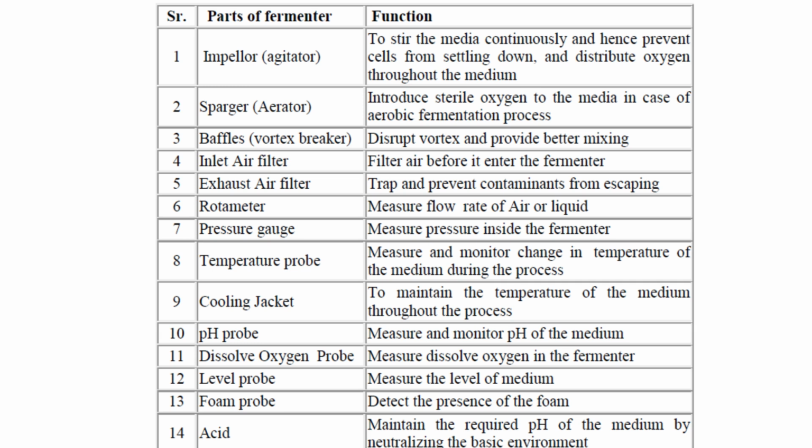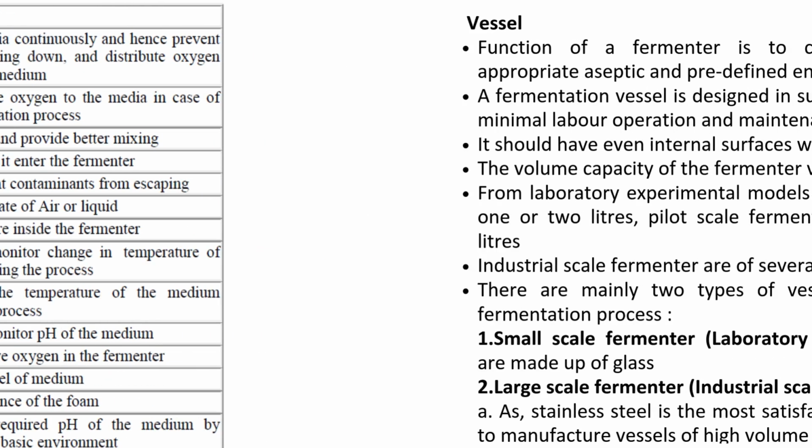A rotometer measures the flow rate of air or liquid. A pressure gauge monitors internal pressure. A temperature probe tracks changes in the medium's temperature, and a cooling jacket maintains it. A pH probe monitors acidity, a dissolved oxygen probe measures oxygen levels, a level probe checks the medium volume, and a foam probe detects foam. Acid and base are added to maintain the required pH.